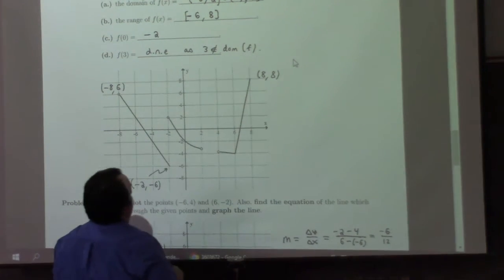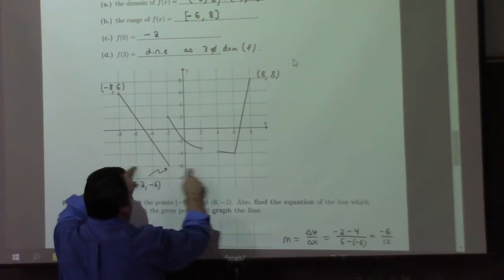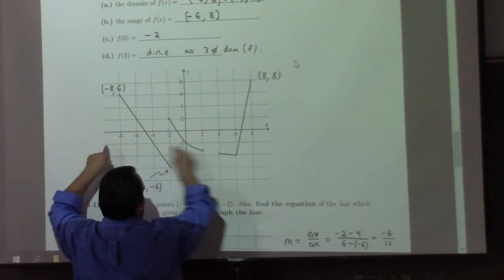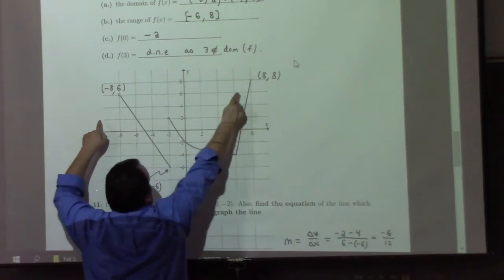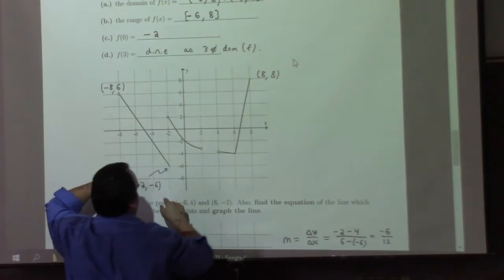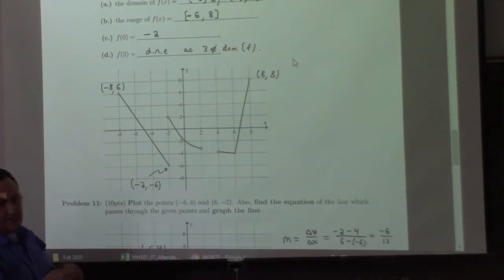The x values tell you the domain. When I look at y, I think about horizontal lines. And if you look at that, there's something in every y value starting at minus 6 and going all the way up to 8. So I go minus 6 to 8 included for the range.